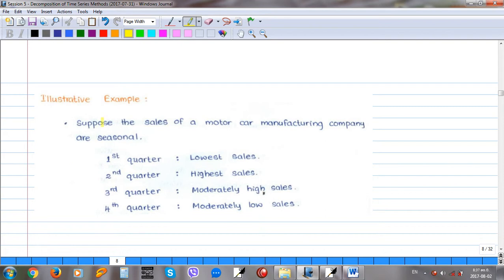An illustrative example for the additive model: suppose that the sales of a motor car manufacturing company are seasonal. First quarter lower sales, second quarter higher sales, third quarter moderately high sales, fourth quarter moderately low sales.